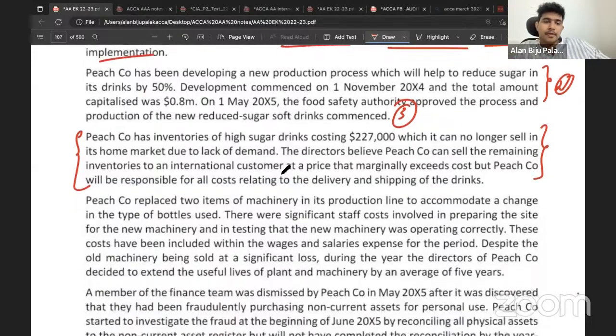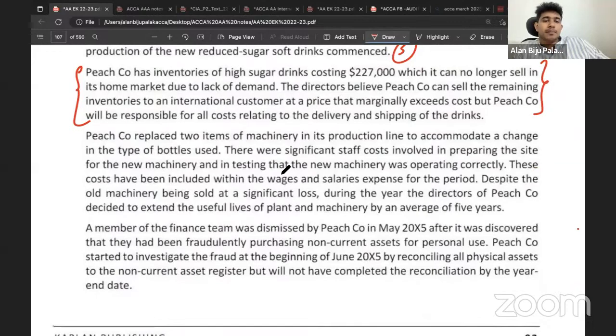Yes. Okay. The Peach company replaced 2 items of machinery in its production line to accommodate changes in the type of bottles used. There were significant staff costs involved in preparing the site for new machinery, and in testing that the new machinery was operating correctly. This cost has been included in the wages and salaries for the period.